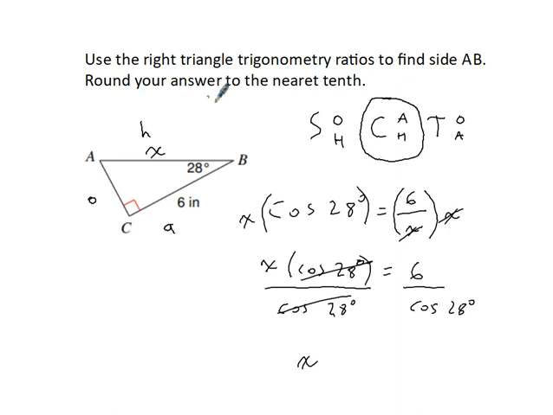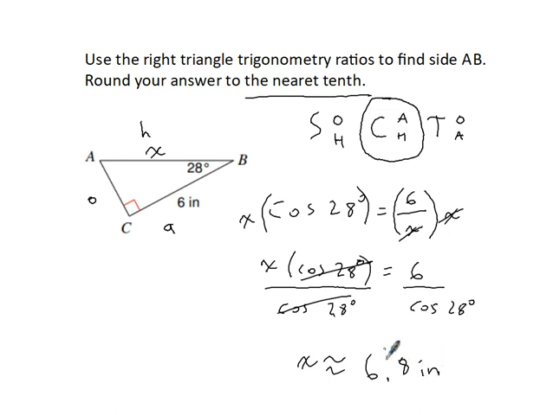They ask us in the problem to round to the nearest tenth. So x is going to be approximately, and here we'll go to the calculator. Making sure that we're in degree mode, we would type 6 divided by cosine 28 degrees, which is 6.795. That's going to round to the nearest tenth at 6.8 inches.